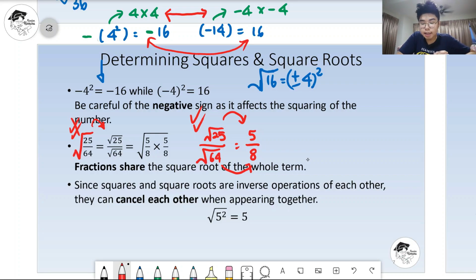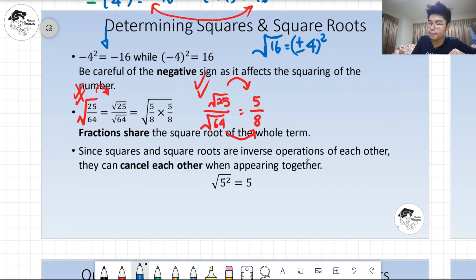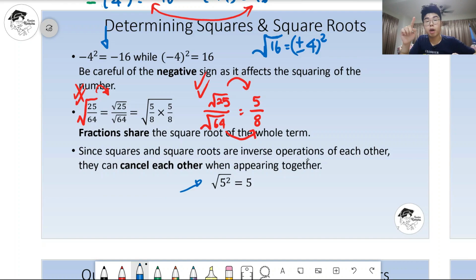Next, since squares and square roots are inverse operations of each other, that means they can cancel each other when they appear together. This is for you to do fast. Sometimes you will see a number like this: 5 square, and then you take the square root of the 5 square. If you see this, you can straight away cancel the square root with the square to give you back the original number, which is 5.